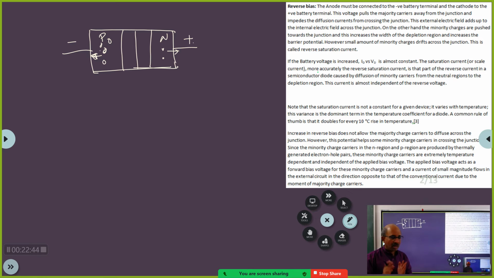Yes, sir. They are pulled. The majority carriers are pulled away from the junction. But the minority carriers, what are the minority carriers here? Electrons. What are the minority carriers here? Holes. The minority carriers are pushed towards the junction. Correct?